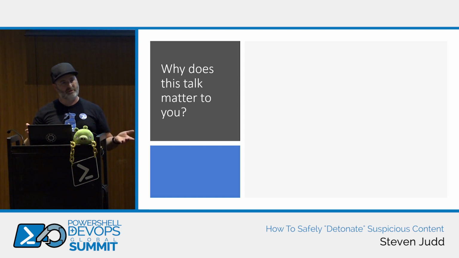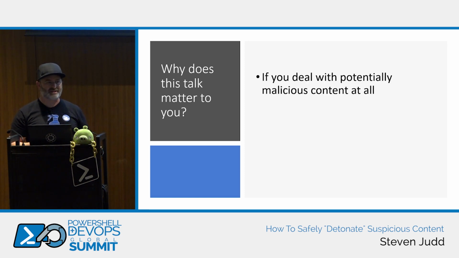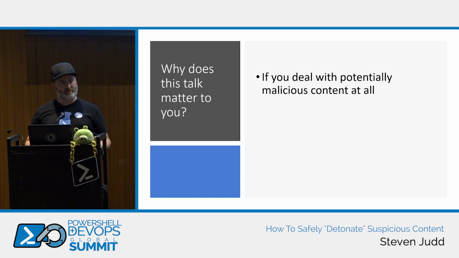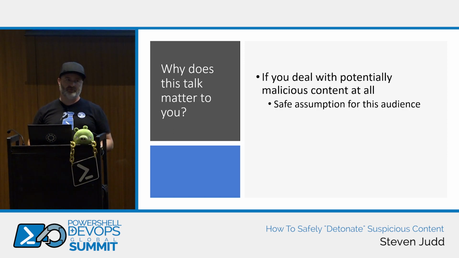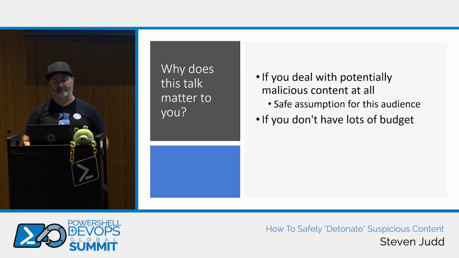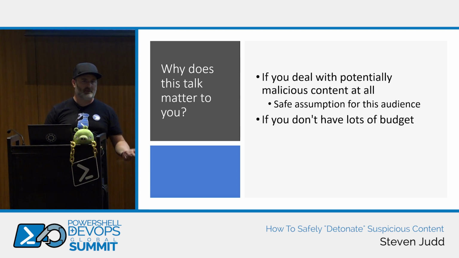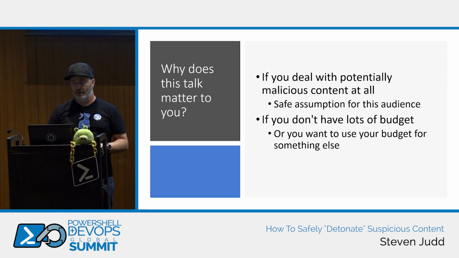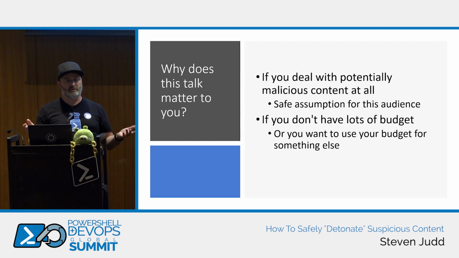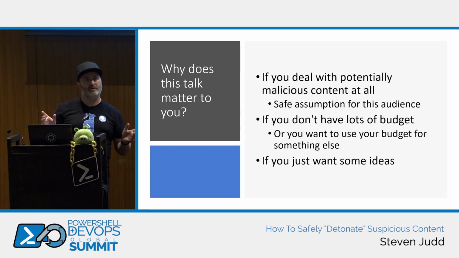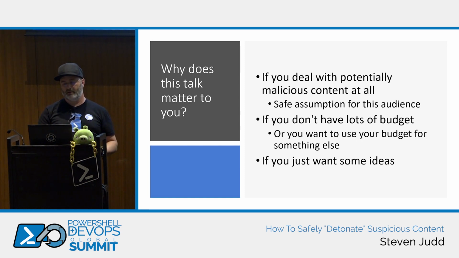Okay, why does this talk matter to you? Thank you for coming. Why do you care? Well, if you deal with potentially malicious content at all, then this matters. Because you don't want to be opening that on your home computer or your parents' computer, and you don't want your parents opening it, and you don't want your friends opening it, because it's a safe assumption for this audience that you're going to be dealing with some malicious content. Also, if you don't have lots of budget, budgets go up, budgets go down, I'm going to show you some really awesome ways to do this with very little money. Or if you want to use your budget for something else, okay, use it for something else. And also if you just want some ideas. Maybe none of this applies to you, but you look at it and you go, you know what? I can use that.